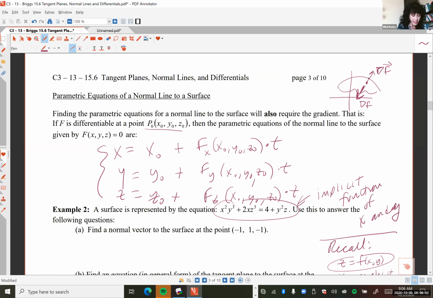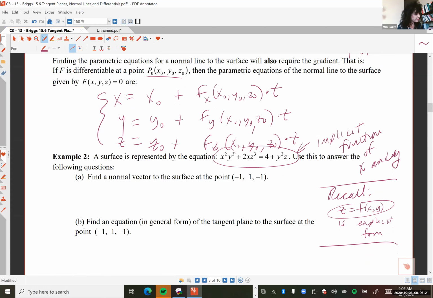But either way, both of us will be correct because our big del F, that big old gradient, is still going to be normal to the tangent plane. So it doesn't matter if it's facing out or in. So we don't care, just so long as you get everything on one side and the 0 on the other. Okay? So this is your step 1.